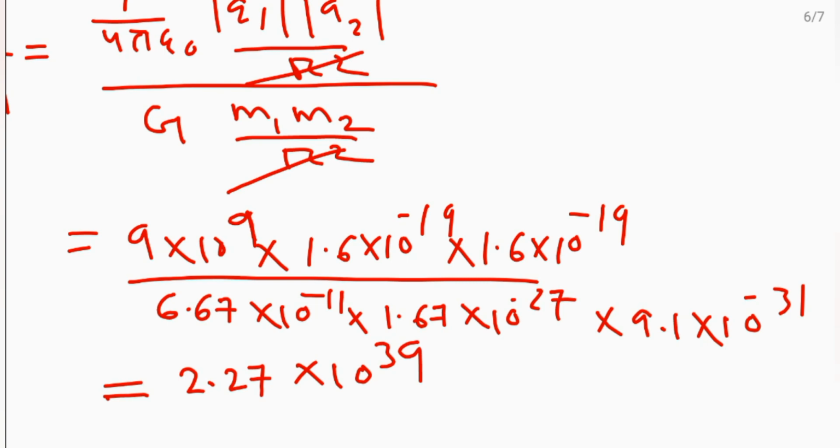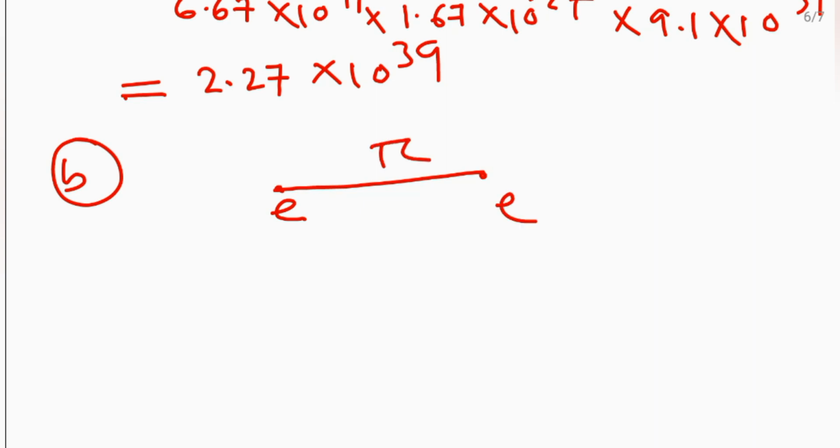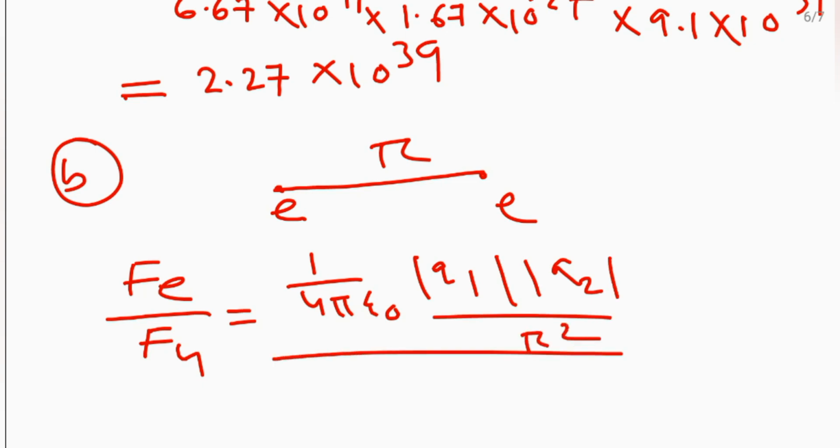So now I will come to the second point. The second point was asking for the ratio of the electrostatic force and gravitational force between two electrons. So this one is an electron, this one is an electron, and they are separated by a distance r. So the ratio of the electrostatic force to the gravitational force will be 1 by 4 pi epsilon, modulus q1 into modulus q2 by r square, and the gravitational force formula is G m1 m2 by r square.